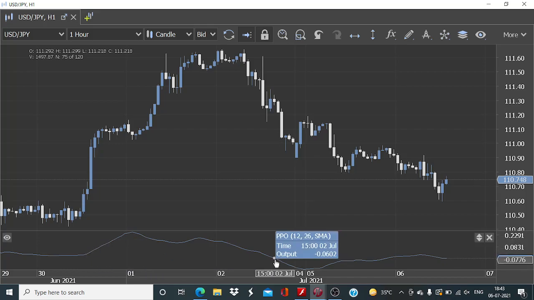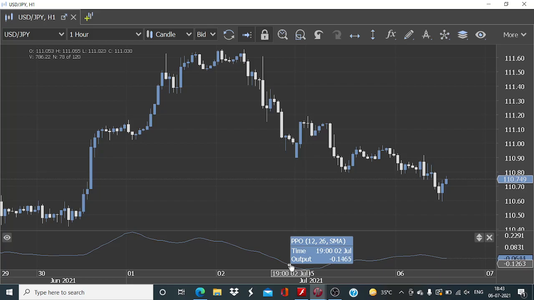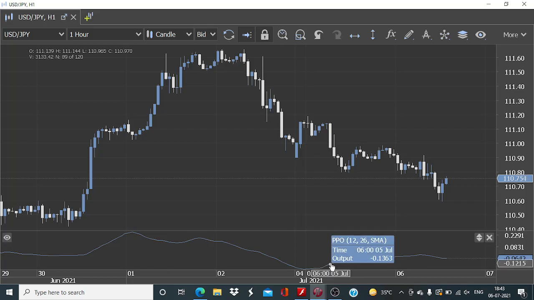When we have the PPO output in negative territory and it is continuing to decline steeply, we will still be looking to initiate the sell trade. And the fourth scenario is going to be this: when we have the PPO output in negative territory, but it is reversing course and has started to rise sharply. In such instances, the preference will be given to initiate the buy trade.